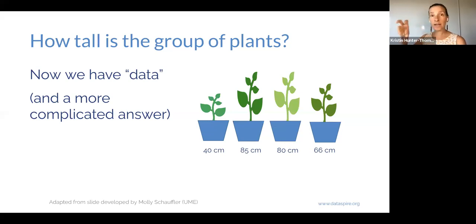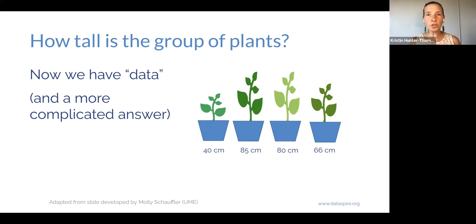Because each plant has its own measurement that we can take. And in fact, we need to make some decisions as to what we are going to say is tall for the group. Are we going to use the maximum height of all the plants? Are we going to use the average height across all the plants? Are we going to use the range of the minimum to the maximum to describe this group?